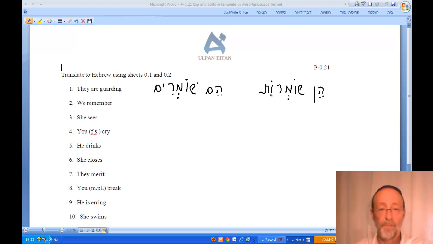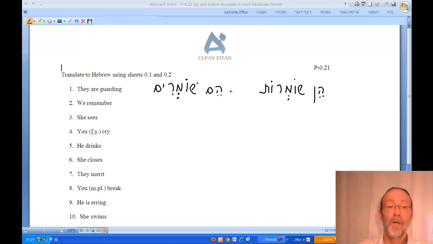Hem shomrim. Hem, since it's referring to they, masculine and plural, I need the form of the verb, that's the word shomrim, that reflects masculine plural. And the same thing with hen, feminine plural, and then the verb form, feminine plural. And so forth and so down on the page. So we've done number 1.